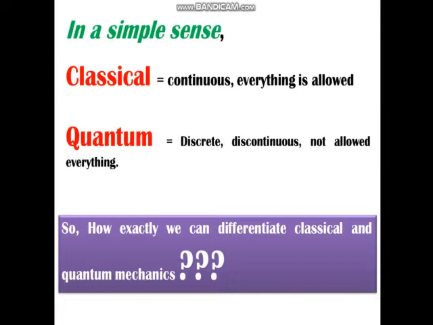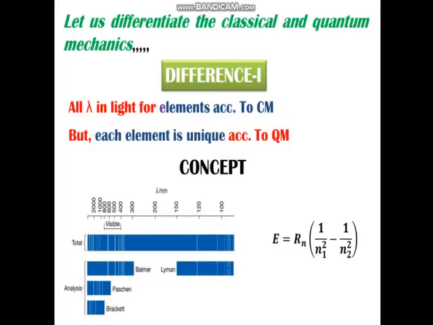So how exactly can we differentiate classical and quantum mechanics? Let us differentiate them by taking a few examples in a practical sense. The first difference is that according to classical mechanics, all wavelengths of light for elements are allowed. But in quantum mechanics, it is not like that. Every element is unique and different. That can be explained by considering the concept of the atomic spectrum.